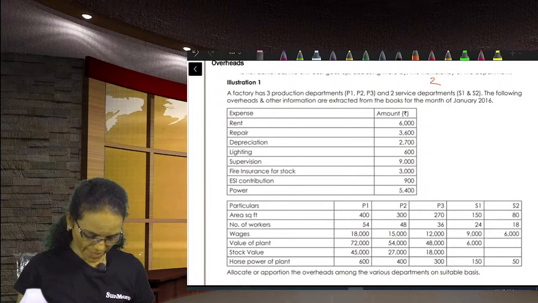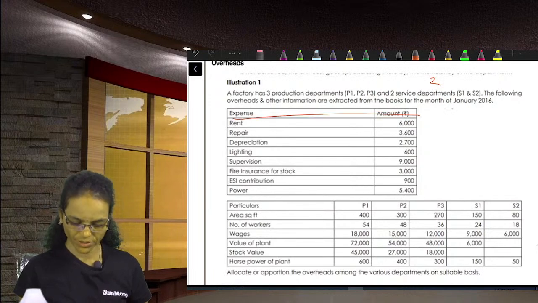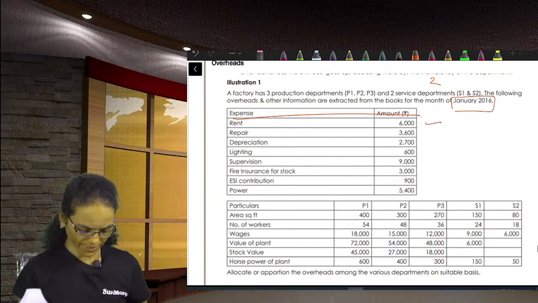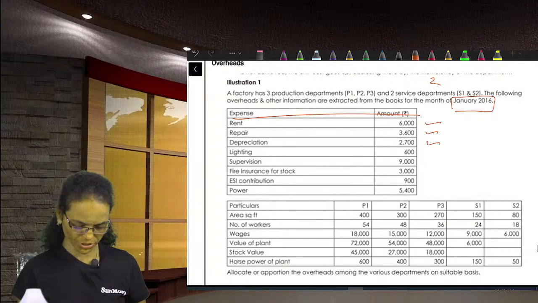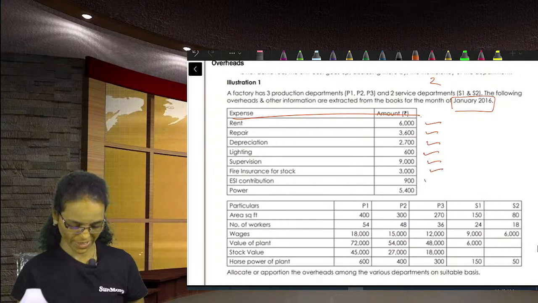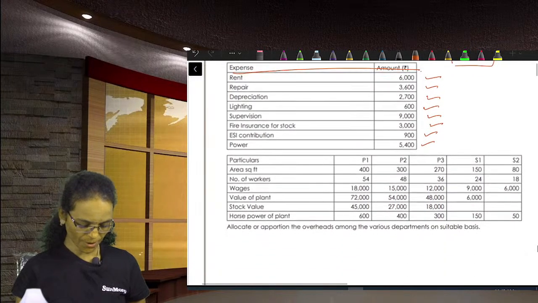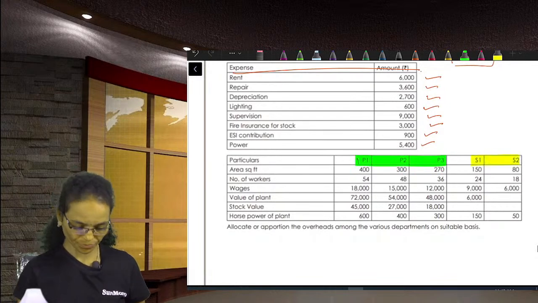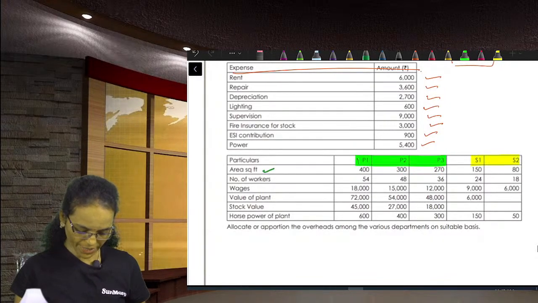The question: a factory has three production departments, P1, P2, P3, and two service departments, S1 and S2. The following overheads and other information are extracted from the books for the month of January 2016. We have three production departments and two service departments. Expenses are given for January 2016.